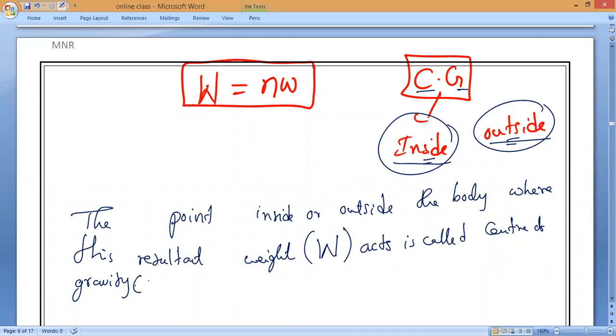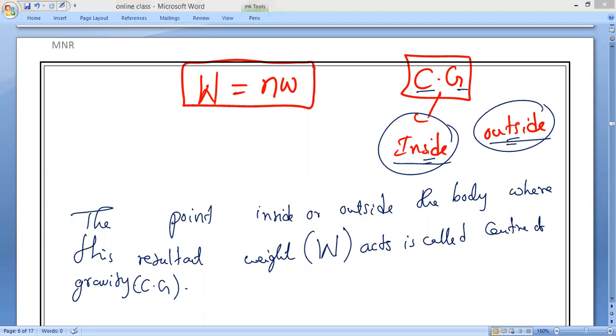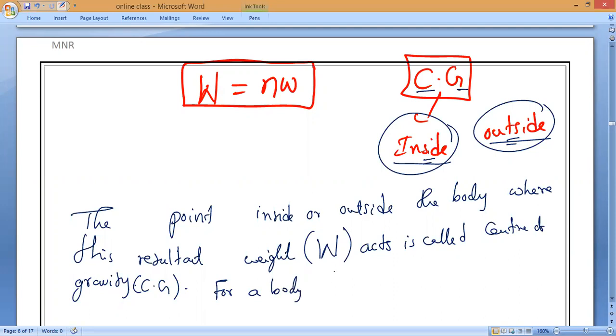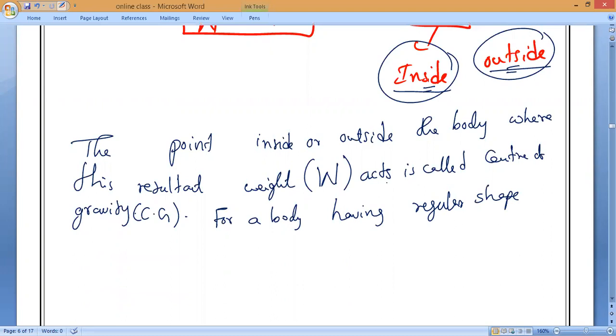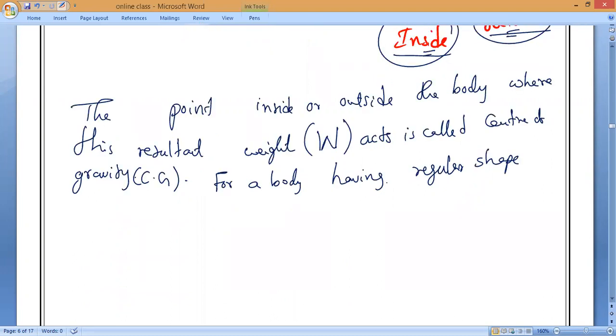Okay, so it's represented with capital C, capital G. Remember that. Next, for a body having regular shape. Regular shape means what? Anybody, example of regular shape? Square, rectangle, triangle, parallelogram, circles, those are all regular shapes.